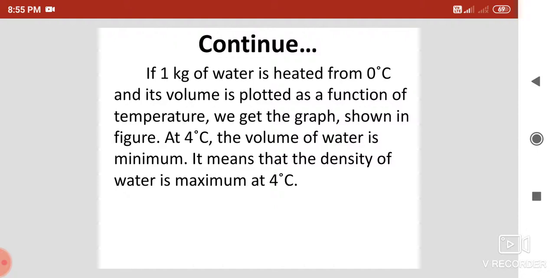Now let us study graph one. On the x-axis the temperature is noted, while on the y-axis the volume of 1 kg of water, in cubic centimeters, is noted. So observe graph one, and we will discuss it.